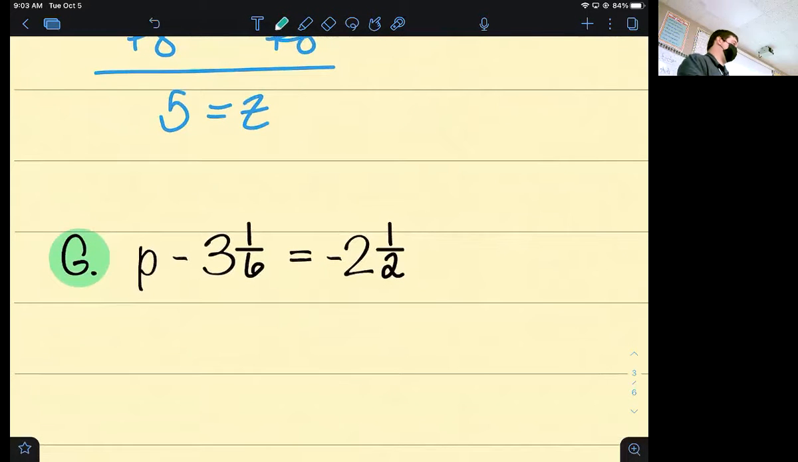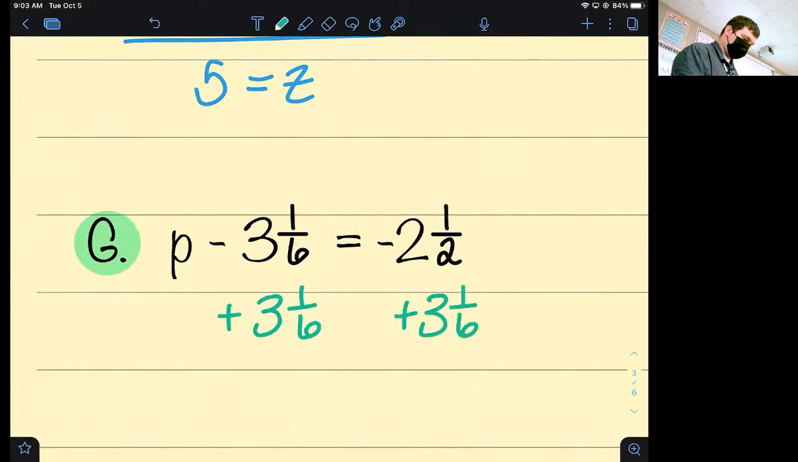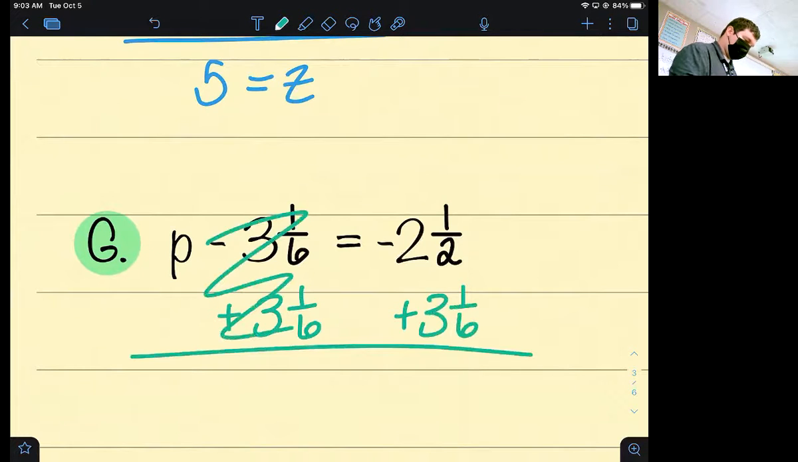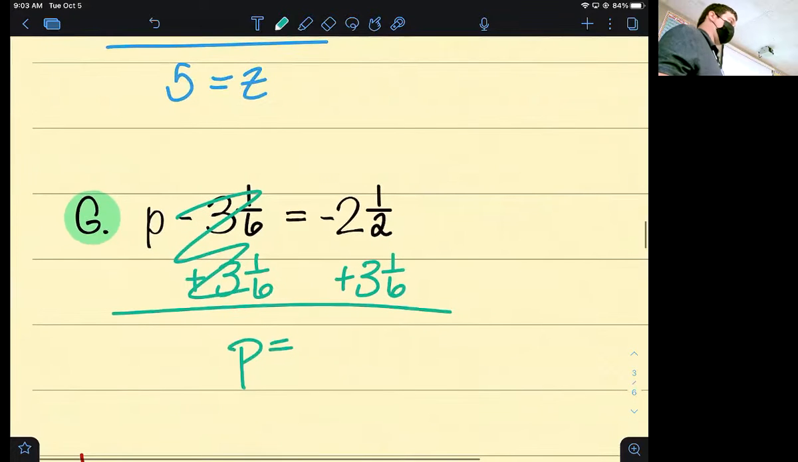The variable's back on the left side. Parker, can you tell me which number I need to get rid of? Yeah, what kind of 3 1/6 is that? Negative. It's a negative. And so the opposite of that is a positive 3 1/6. So P equals, and now to figure out what it equals.